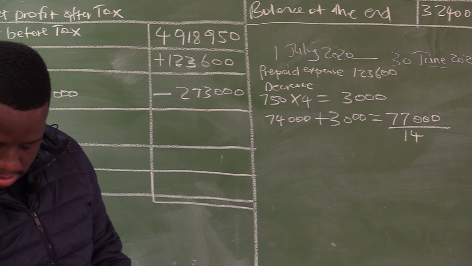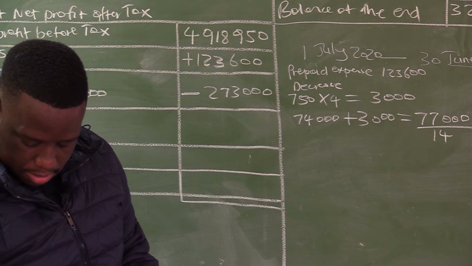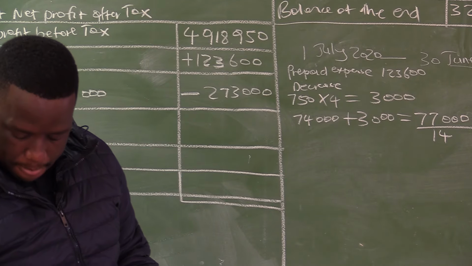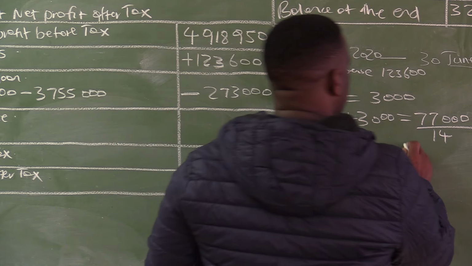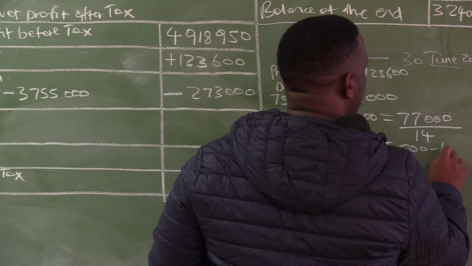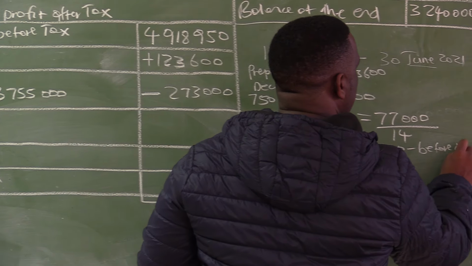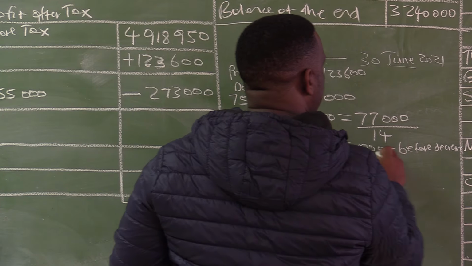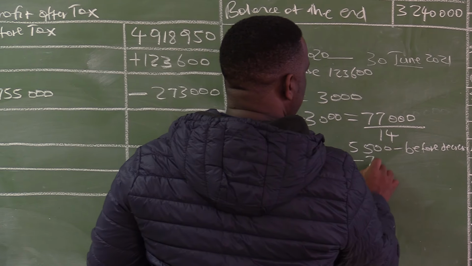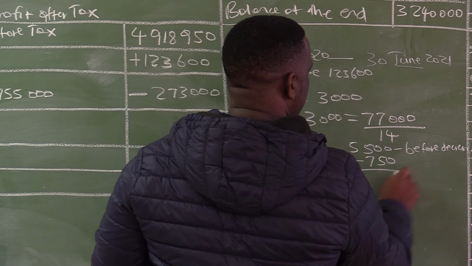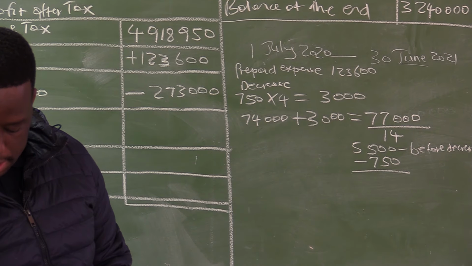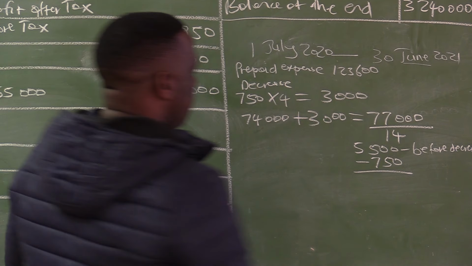77,000. Let's calculate. 77,000 divided by 14 is 5,500. So our rent income was 5,500 per month before it decreased, but our rent decreased by 750 per month. So the total amount now minus 750 is 4,750.